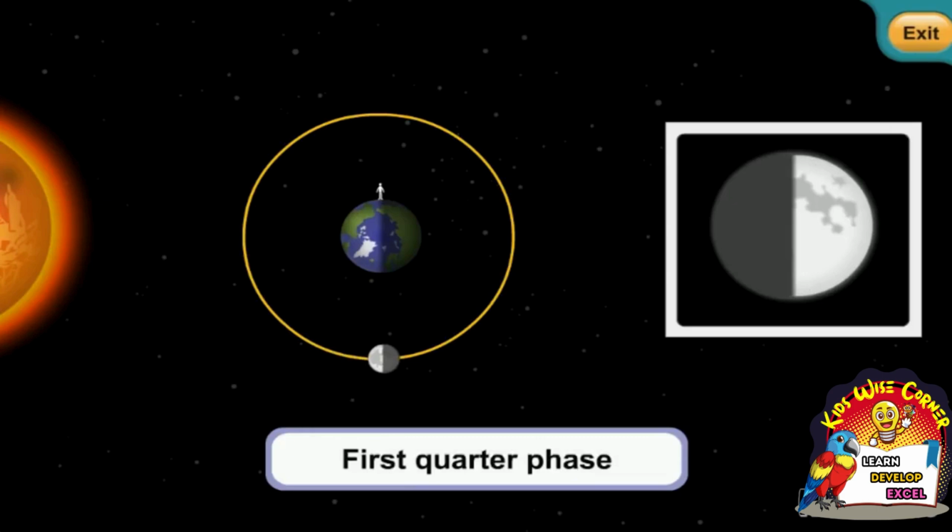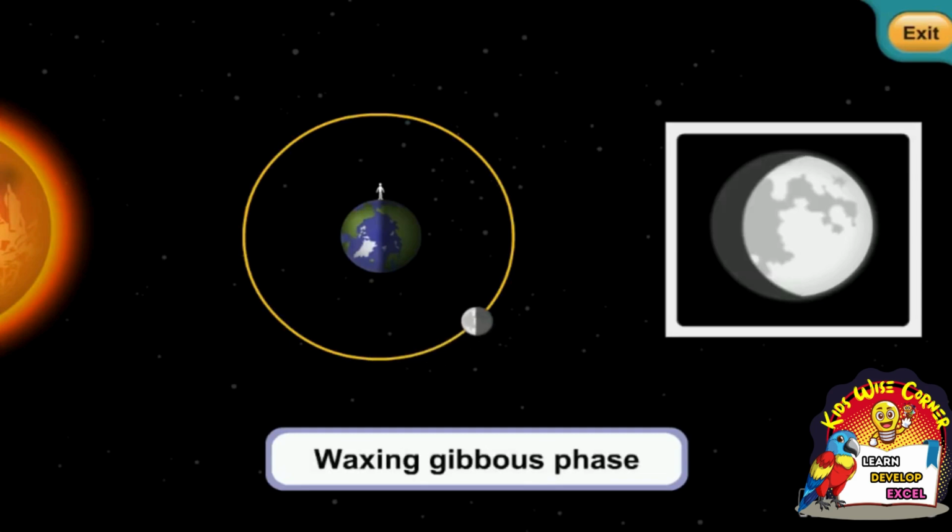In the first quarter phase, only one half of the moon is visible from the Earth. This is because the right half of the moon appears lit, and the left side of the moon is still shadowed. In the waxing gibbous phase, more than half of the moon appears lit by the sun. When you see a waxing gibbous moon, you know that a full moon is just a few days away.